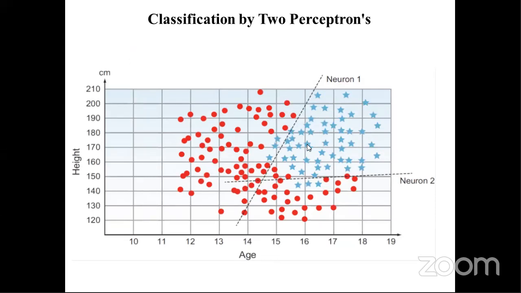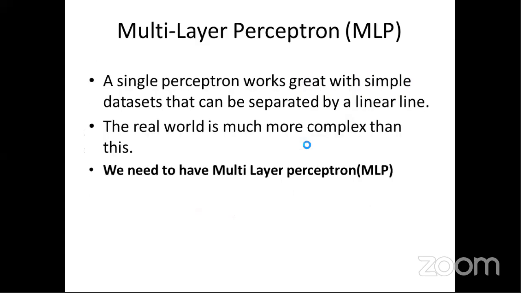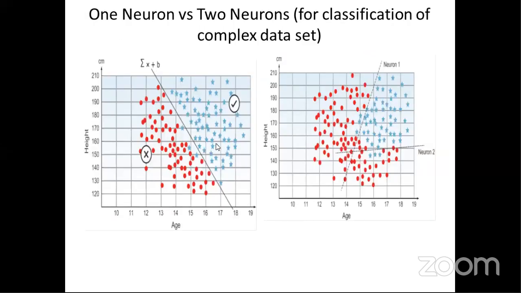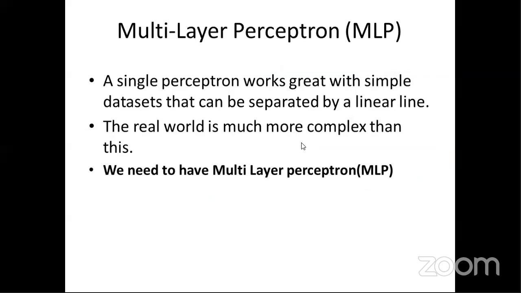Now let us see one more kind of data. What I have shown is one line for simple data, and this is a little bit complex data. What is the meaning of classification? It means to distinguish them. I need to draw two lines, and each neuron will give me a single line, so I need two neurons. A single perceptron works great with simple data sets. But whenever you need to differentiate much more complex data, then you need multiple layers.